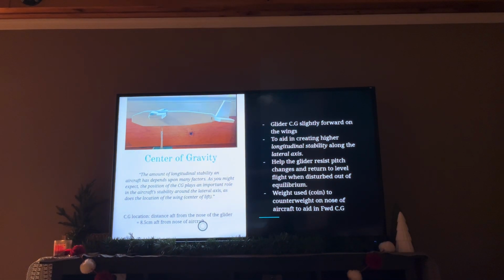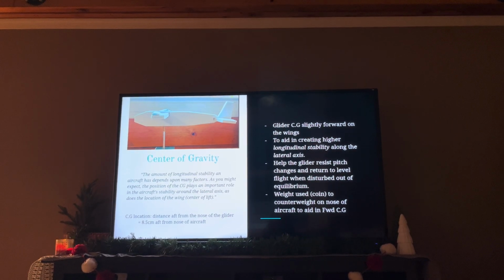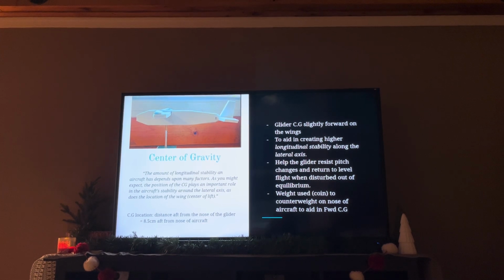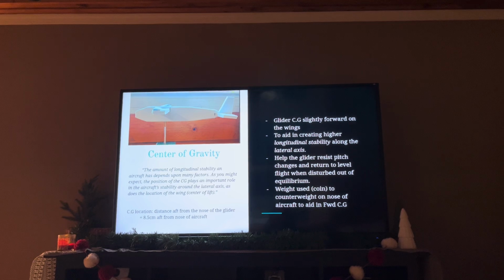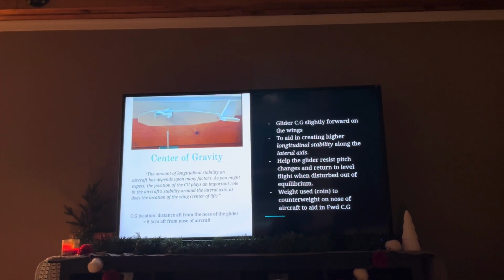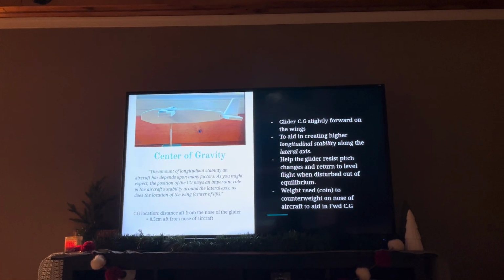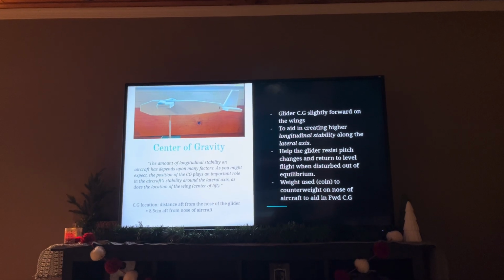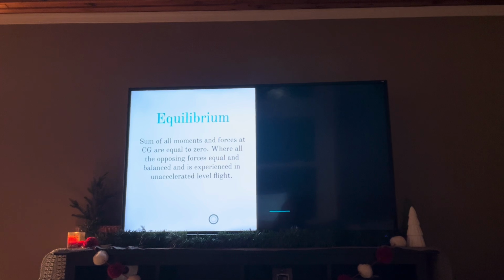All right, center of gravity. Then again, there's that quote. The CG location is 8.5 centimeters aft from the nose of the aircraft. Like I said, my CG was slightly forward on the wings, and again, it's helping to create better longitudinal stability along the lateral axis and help the glider resist pitch changes and return to level flight when disturbed. I used a small coin as a counterweight on the nose of the aircraft to aid in the forward CG.